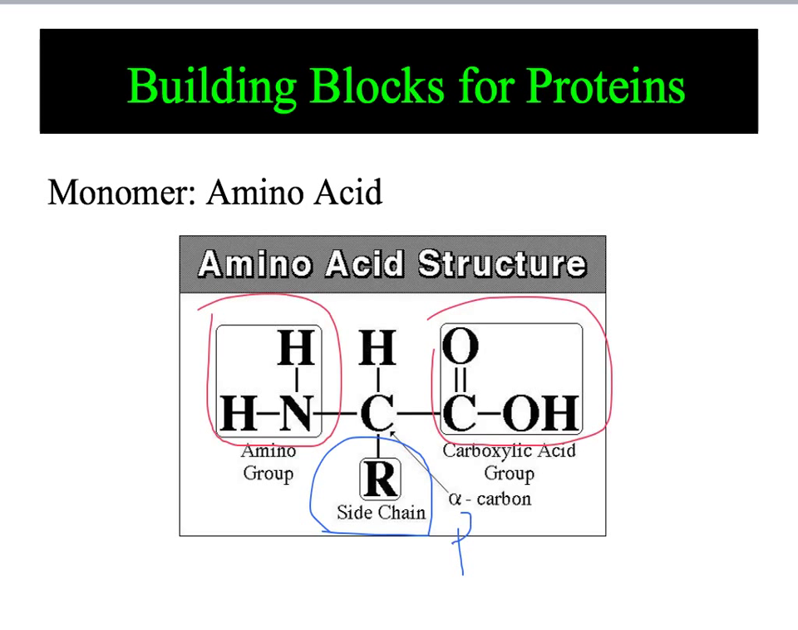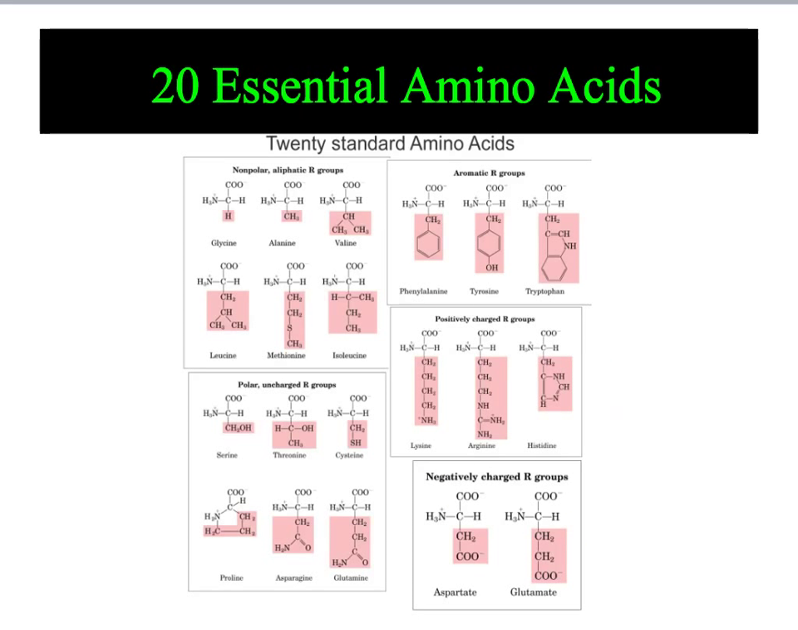We also know the side chain as the R group. This is the only thing that gets replaced from one amino acid to the next. This is just an example of the 20 essential amino acids. You do not need to know them. You do not need to draw them either. You just need to know that there are 20 essential amino acids that can link together to make proteins.